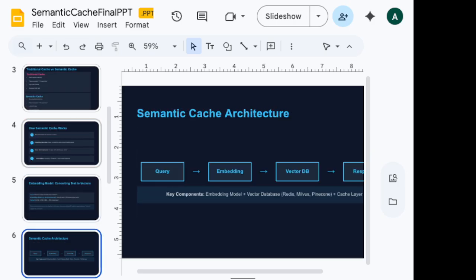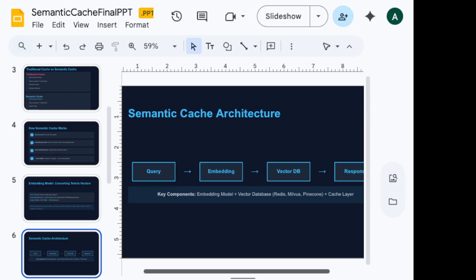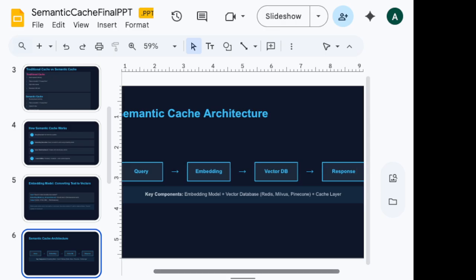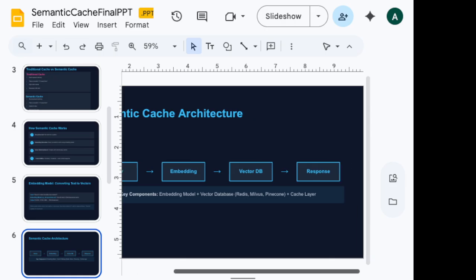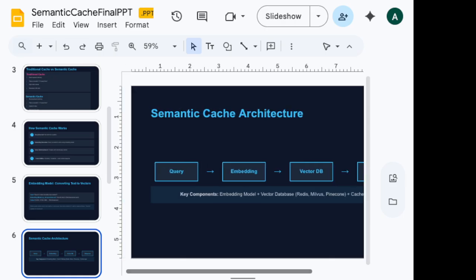If you talk about the architecture, as we just discussed, the very first time we make a query, it creates the embedding. The embedding is a numerical representation of the string or the text, and gets saved into a vector database. That could be Redis or Pinecone, and we get the response whenever we get a hit for the cache for the subsequent queries.